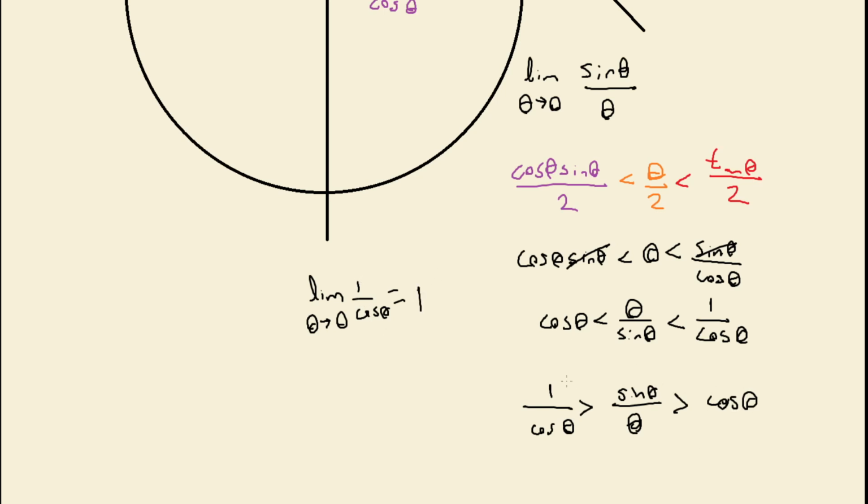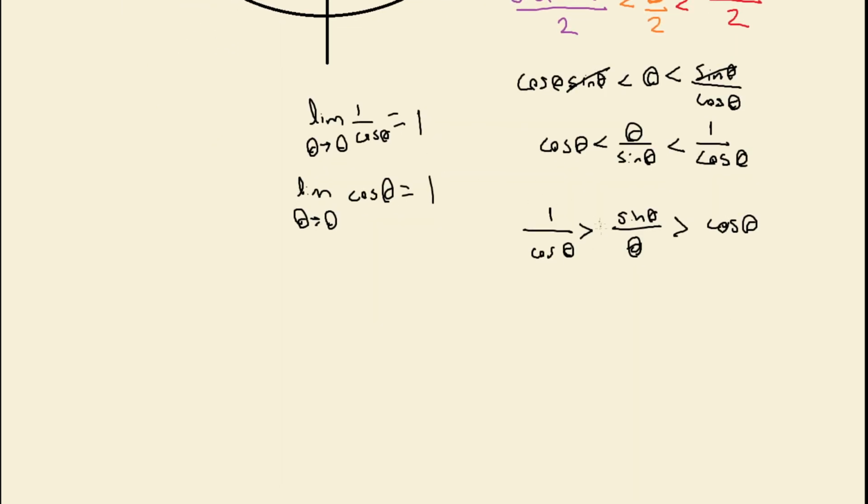Well, what about the limit of cosine of theta? We just determined that the limit of cosine of theta as theta approaches 0 is also equal to 1. And so we have a situation where the squeeze theorem is applicable here. Sine of theta over theta is always going to be less than 1 over cosine of theta and greater than cosine of theta. And if the limit as theta approaches 0 of both of these functions, 1 over cosine theta and cosine of theta, is equal to 1, then by the squeeze theorem, the limit as theta approaches 0 of sine of theta over theta must also equal 1.